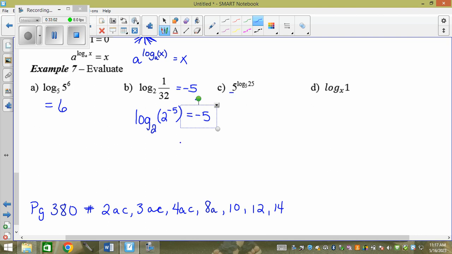This one, we have the same base, and our exponent has the same base, and it's a log. So my answer is just, what is it? 25. And then this one, I say x to what power gets me 1? 0.